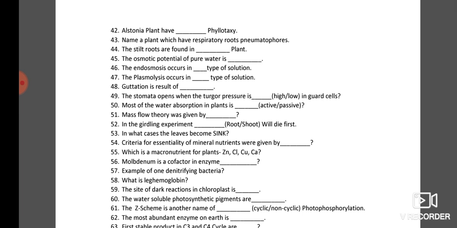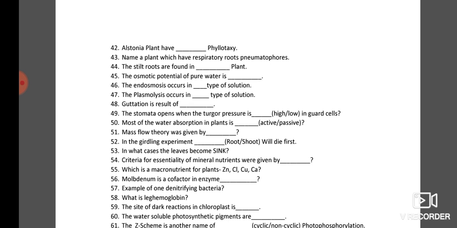So we were talking about the 46th question, that is, endosmosis occurs in which type of solution. Endosmosis is the inward movement of water inside the plant cells. Water will enter a cell when there is a lower concentration of water inside the cell as compared to the outer side. That solution is called a hypotonic solution, in which the concentration of water is more outside as compared to the inner side of the cell.